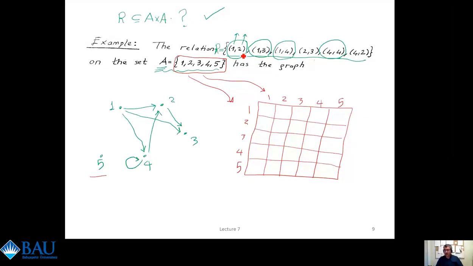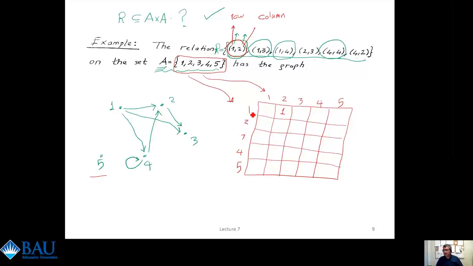Now come back and look at it. Here we have a 1 and 2. The first one is written in a row, and the second one is written in a column. So 1 and 2, where is that? It's here. So put 1 if there is such an element.